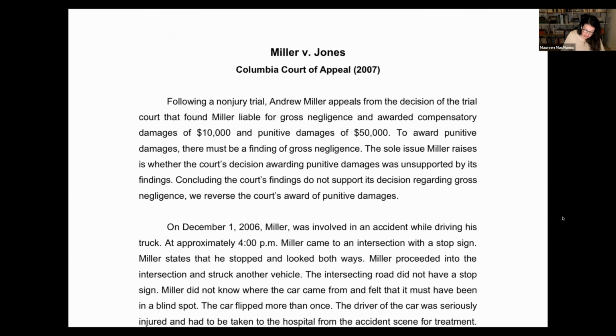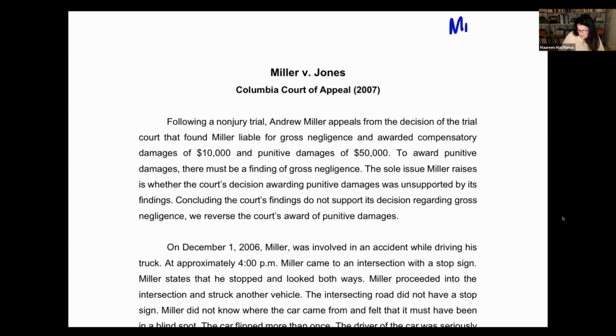So then we have Miller v. Jones, which you can just call Miller. Somebody asked me, what do you mean when I was talking about policy? What do I mean by you don't usually have to include the policy? The policy is the reason for the rule. It's not a rule that you actually apply. So that's why you don't have to include it, but it is something you can use to support an argument.